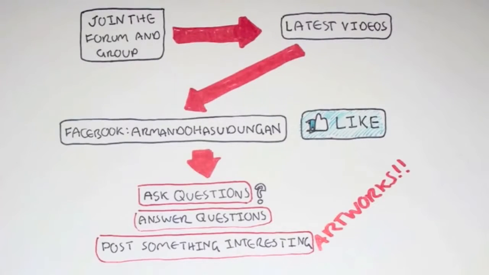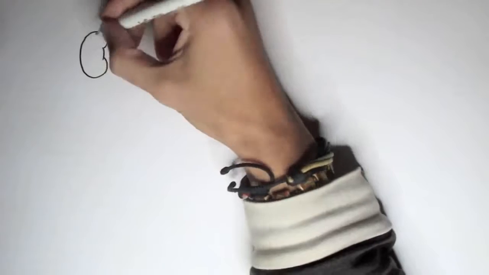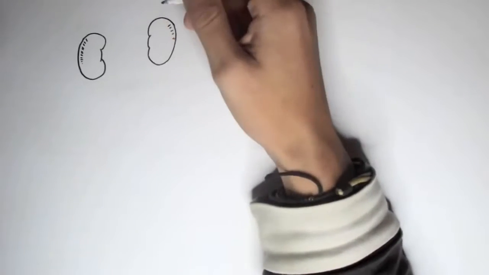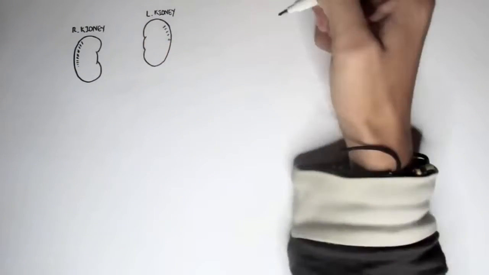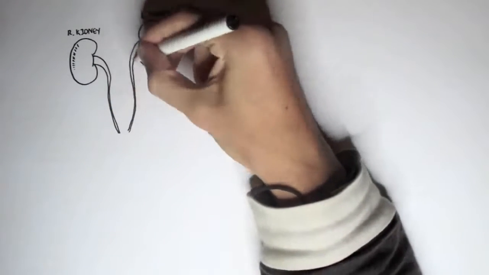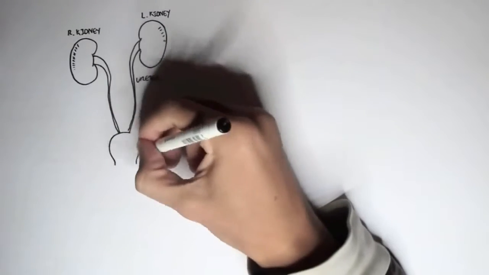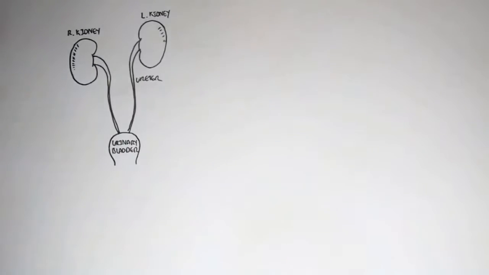In this video, we're going to talk about the physiology of kidneys to an extent. So just recapping, remember we have two kidneys, the right kidney and the left kidney. And we have the ureter, which then deposits the urine or the waste into the urinary bladder, which then gets excreted.